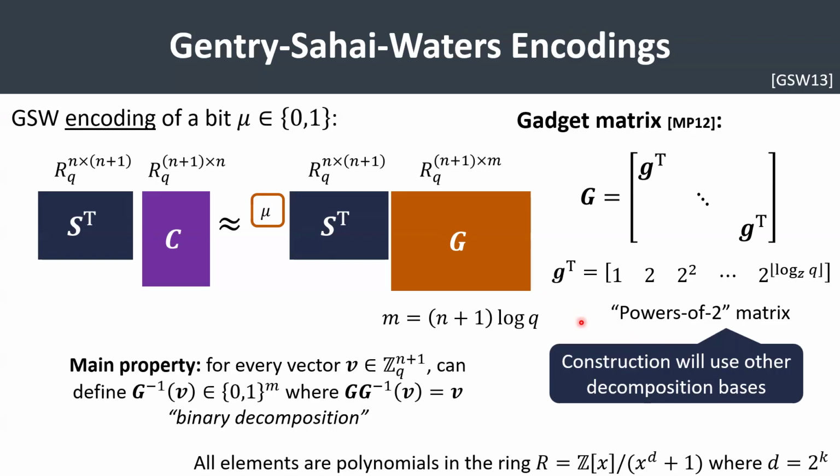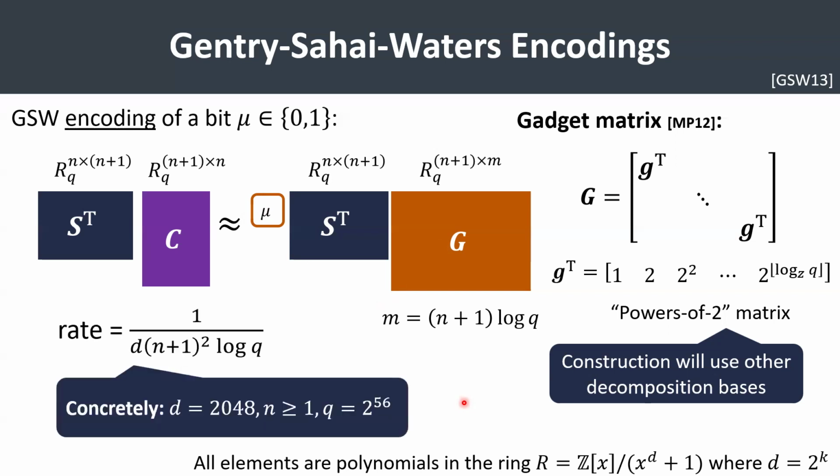The reason that we care about this gadget matrix is it has this nice binary decomposition like property, where if I have a vector v, and I take its binary decomposition and multiply by the gadget, I get back v again. So it's a way to take a dense vector and make it short. That's the only property you'll need for this talk.